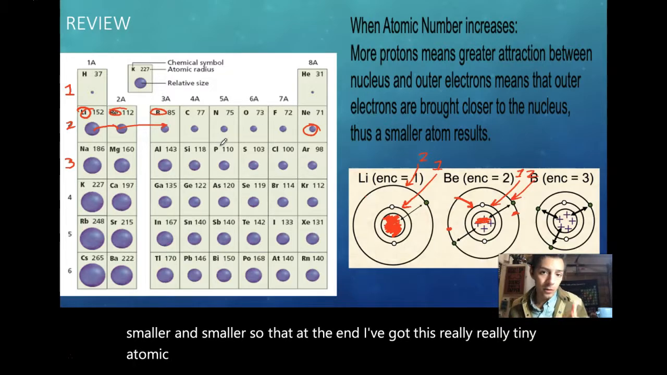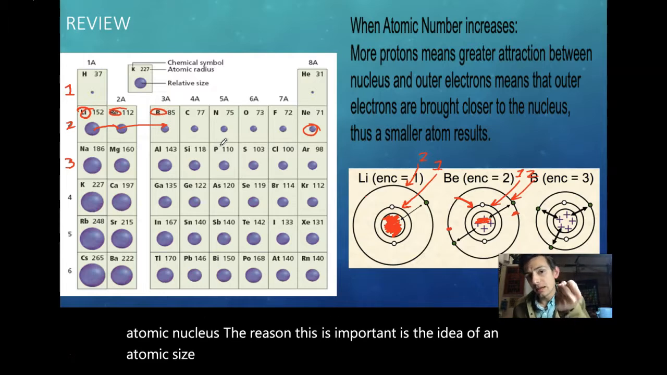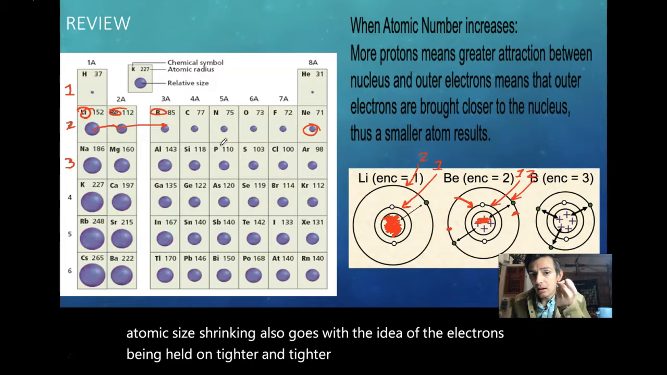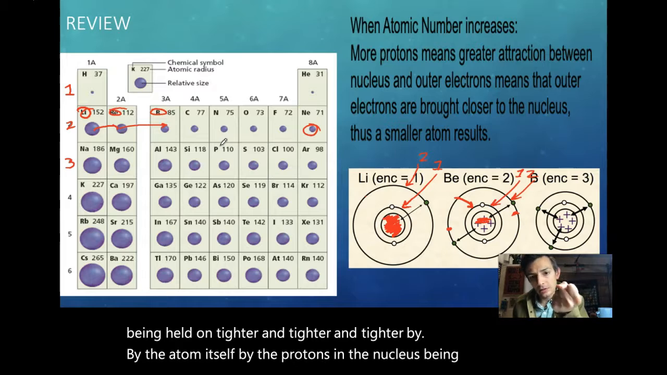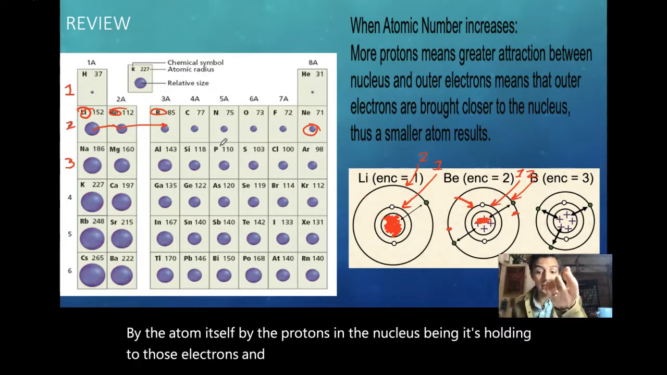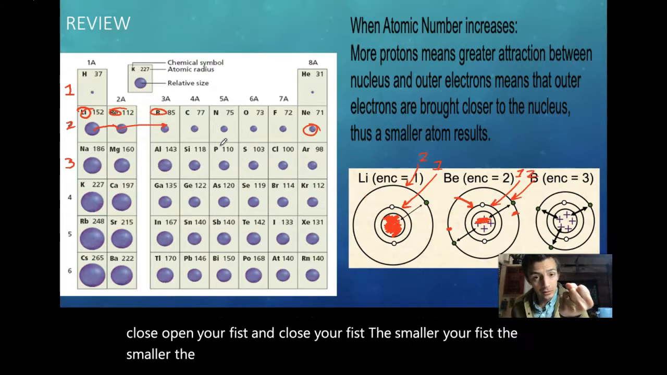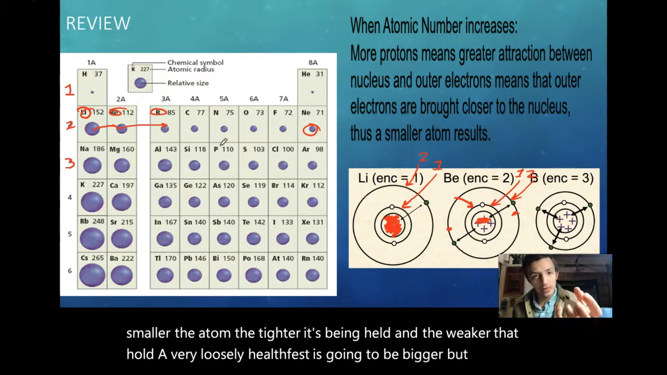The reason this is important is that an atomic size shrinking also goes with the idea of the electrons being held on tighter and tighter by the atom itself, by the protons in the nucleus. It's holding on to those electrons, and it's very much like a fist. If you were to open your fist and close your fist, the smaller your fist, the smaller the atom, the tighter it's being held. A very loosely held fist is going to be bigger, but with very loose strength on those electrons.